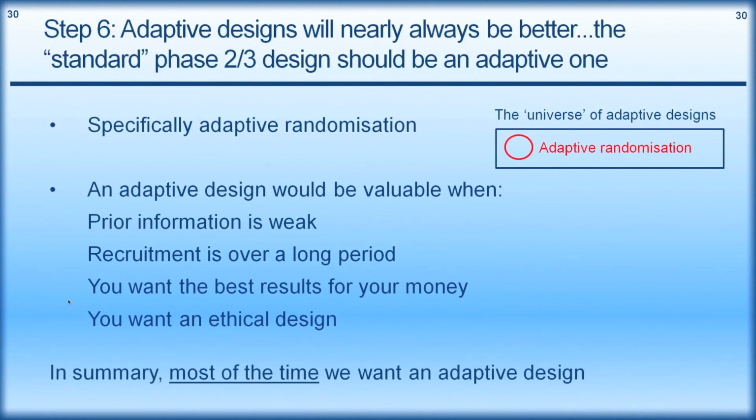So as a summary, for me, when I think about adaptive designs or adaptive randomization, I think it would nearly always be better. And I think that the standard phase 2, phase 3 designs should be adaptive ones, because when I look at those 4 bullet points, I would tick them each time.